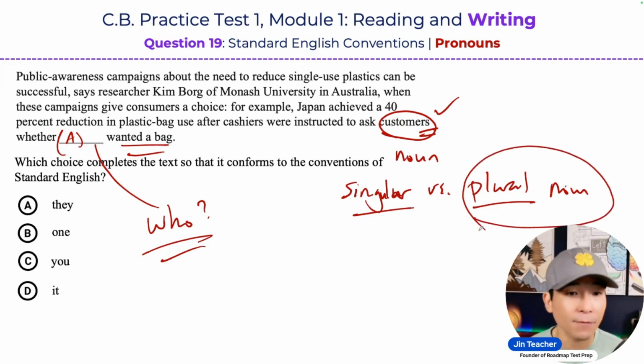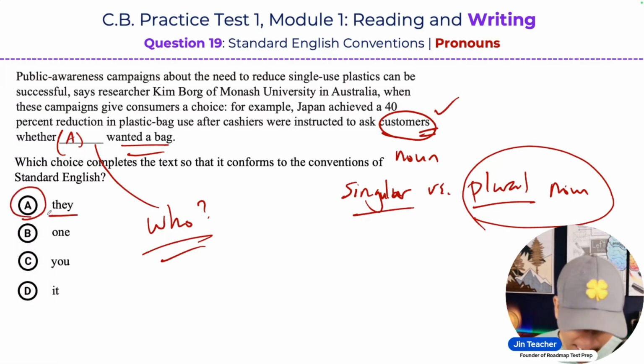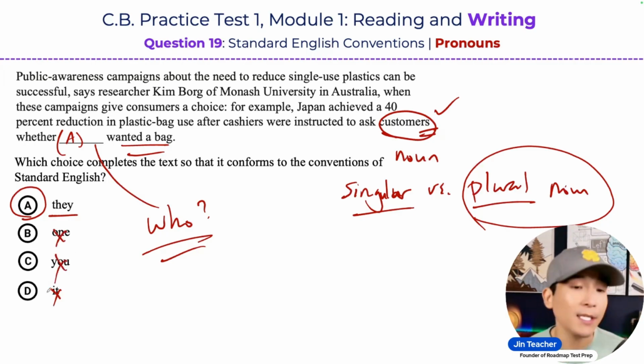Because it refers to a plural, we know the correct answer should be what? Whether who wanted a bag, whether they wanted a bag, right? So we know that A is going to be the correct answer here. The others aren't going to make any sense. It is singular, one is singular, and you is singular. So all of these are not clear pronouns because there is no noun that these pronouns can replace.